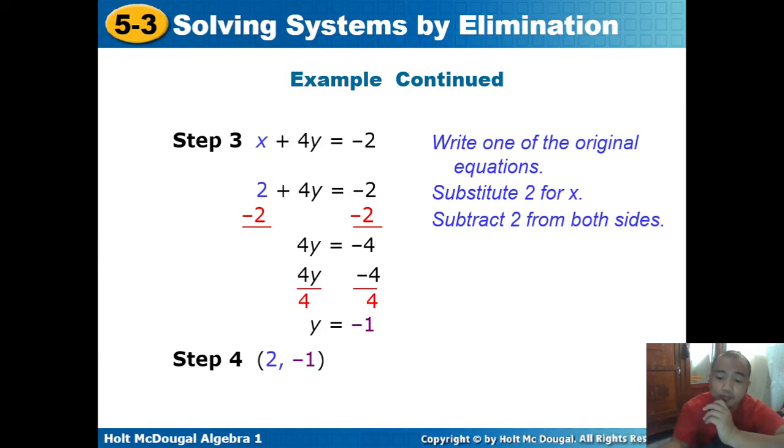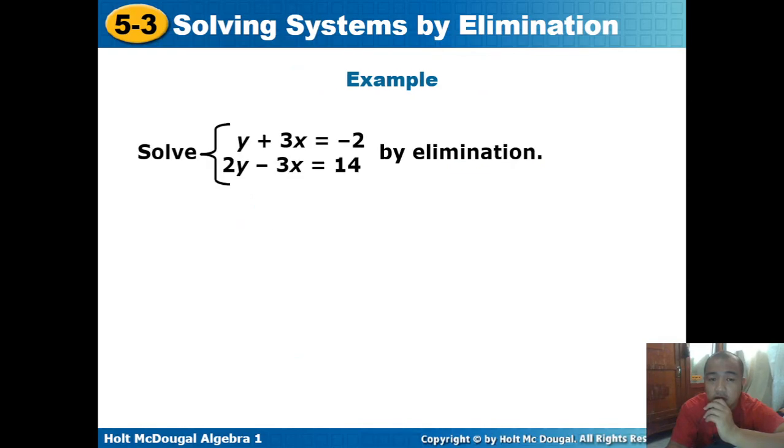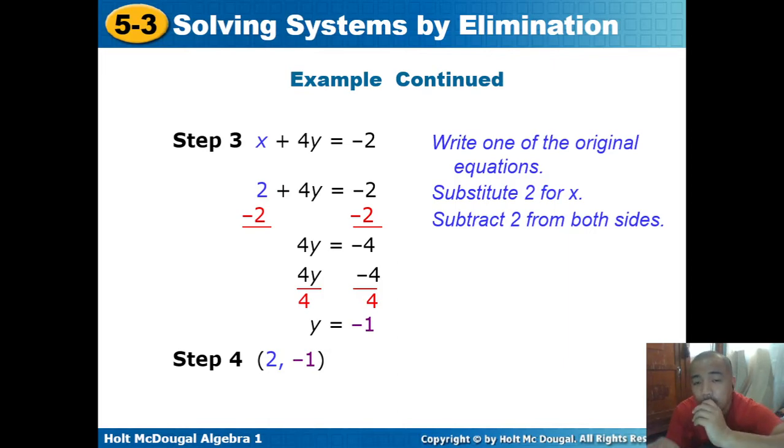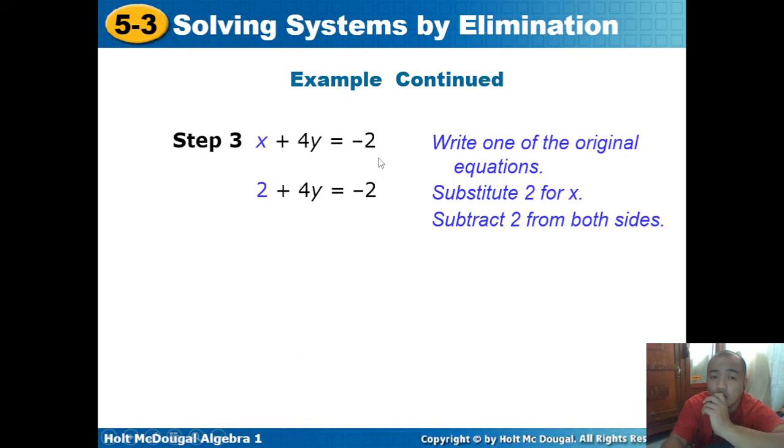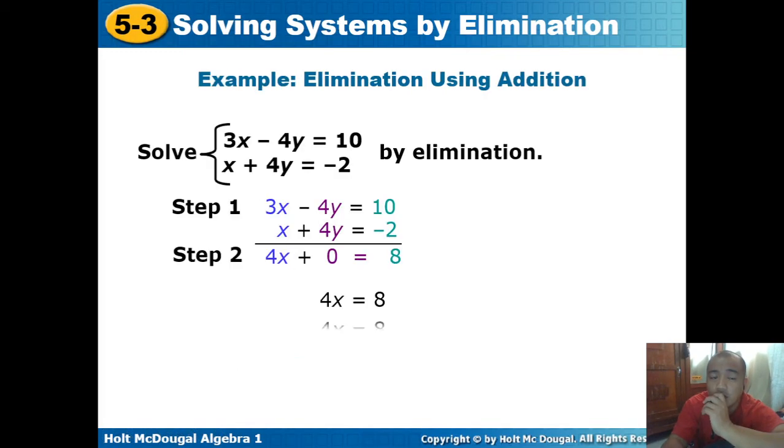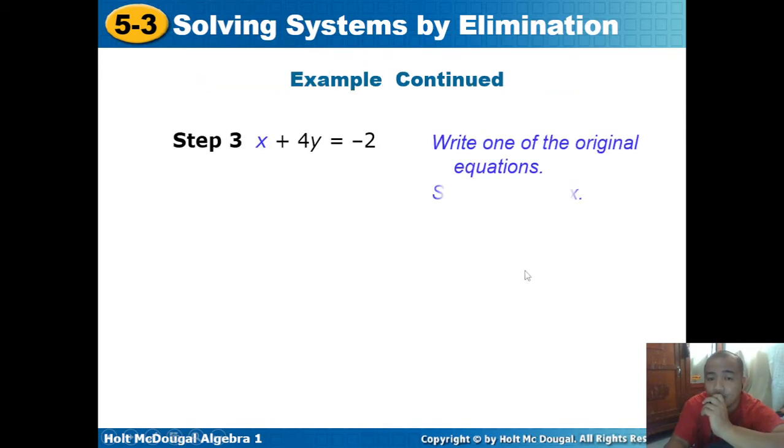And then last step, check natin. Ay, hindi na na-check, no? Walang checking dito. So it's your turn to check whether the solution 2, negative 1 is really a solution of the system of linear equations. Okay, let's just try 2, negative 1 for this equation. We have 2 plus negative 4 is correct, negative 2. Let's try yung other equation, 2, negative 1. 3 times 2, 6, plus 4, 10, tama. 10 equals 10.